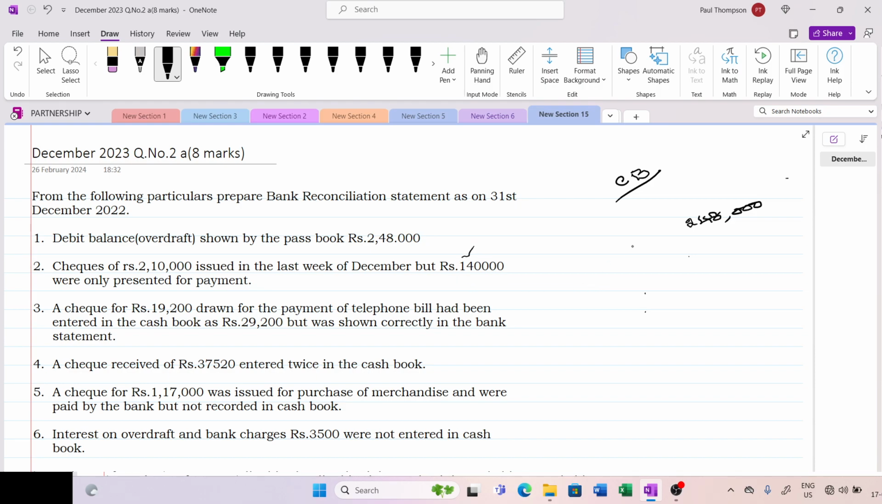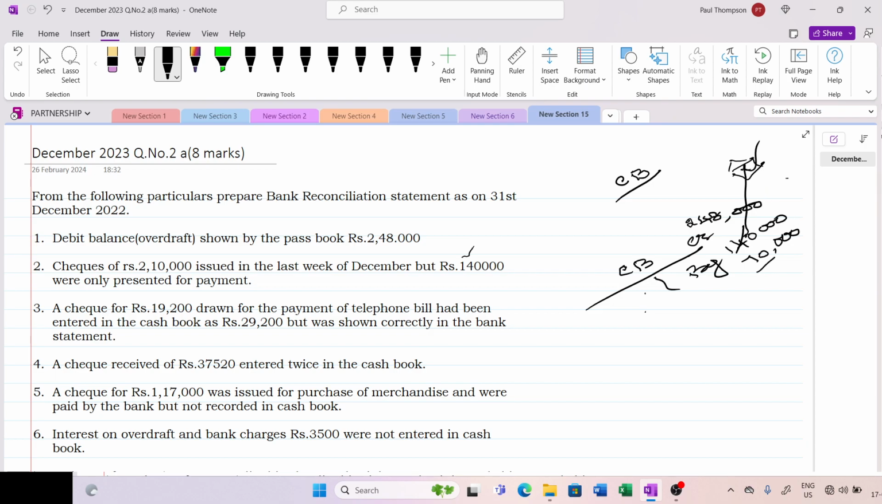We have issued a check of 2,10,000. So the moment I issue a check, in the cash book I'll be writing on the payment side, that is on the credit side. Take it as I have issued two checks for 2,10,000. One is for 1,40,000 and the other one is for 70,000, just for example. This check was presented in the bank and the bank has made payment. So no reconciliation required.